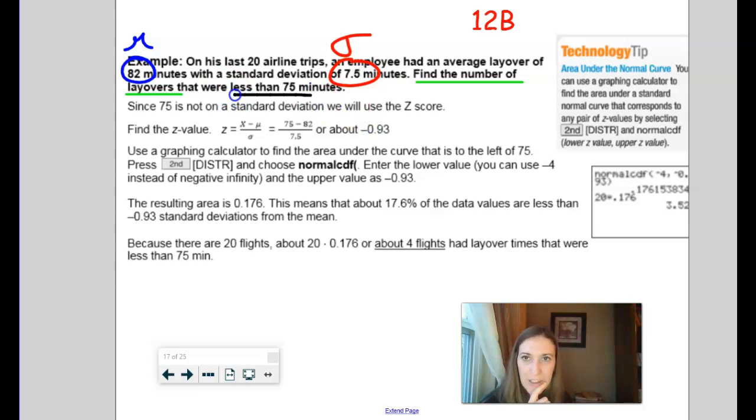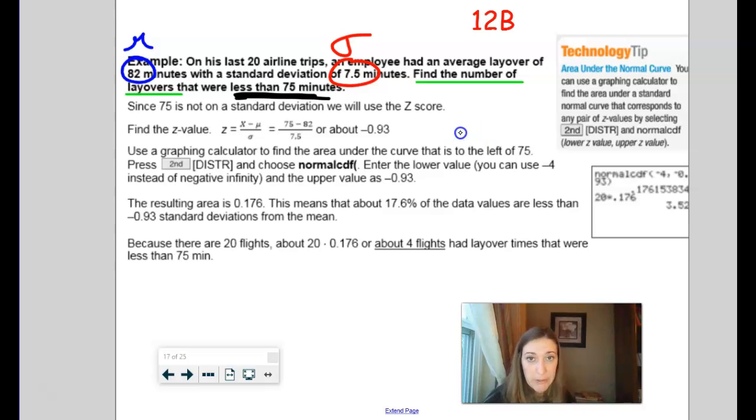Find the number of layovers that were less than 75 minutes. So when we get to it, we need to figure out less than 75 minutes. Now, the empirical rule is not going to work for us here because if I subtract 7.5 from 82, I'm not going to get to 75 exactly. So what they did is they calculated it as a Z-score, and then they went ahead and did what's called the normal CDF.